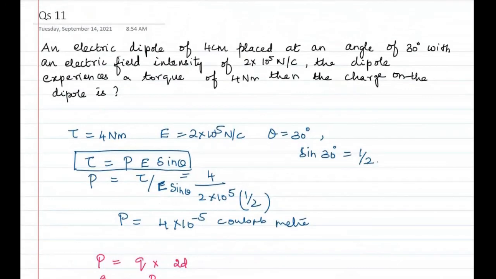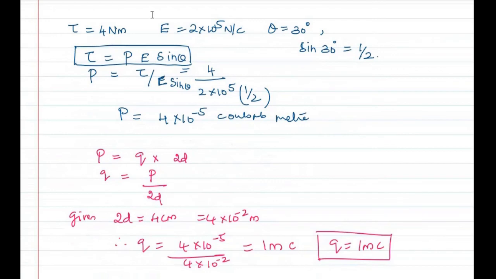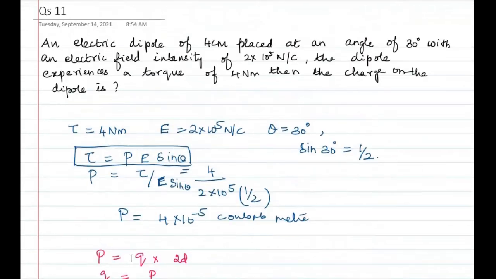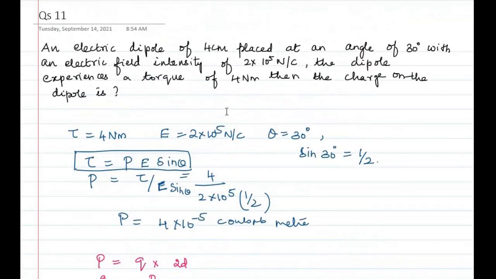So we have the torque formula. From the torque formula, we are calculating the dipole moment. From the dipole moment, we are calculating the charge. We have to find the charge on the dipole. So we have seen the problems related to electric dipole torque. Hope you have understood this.